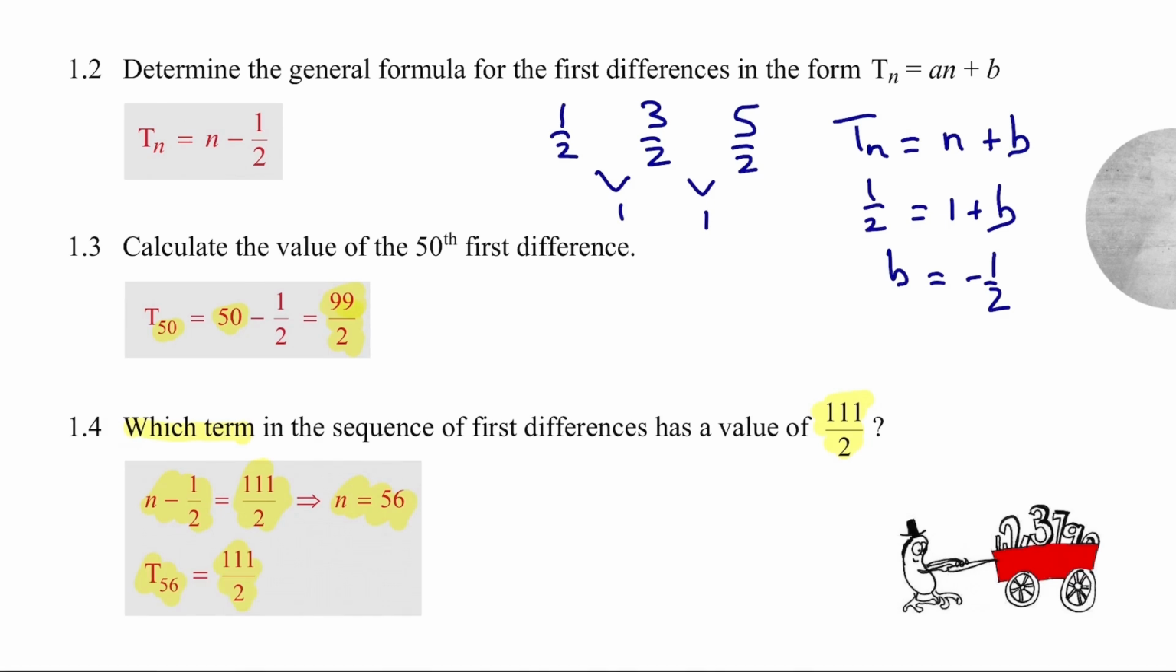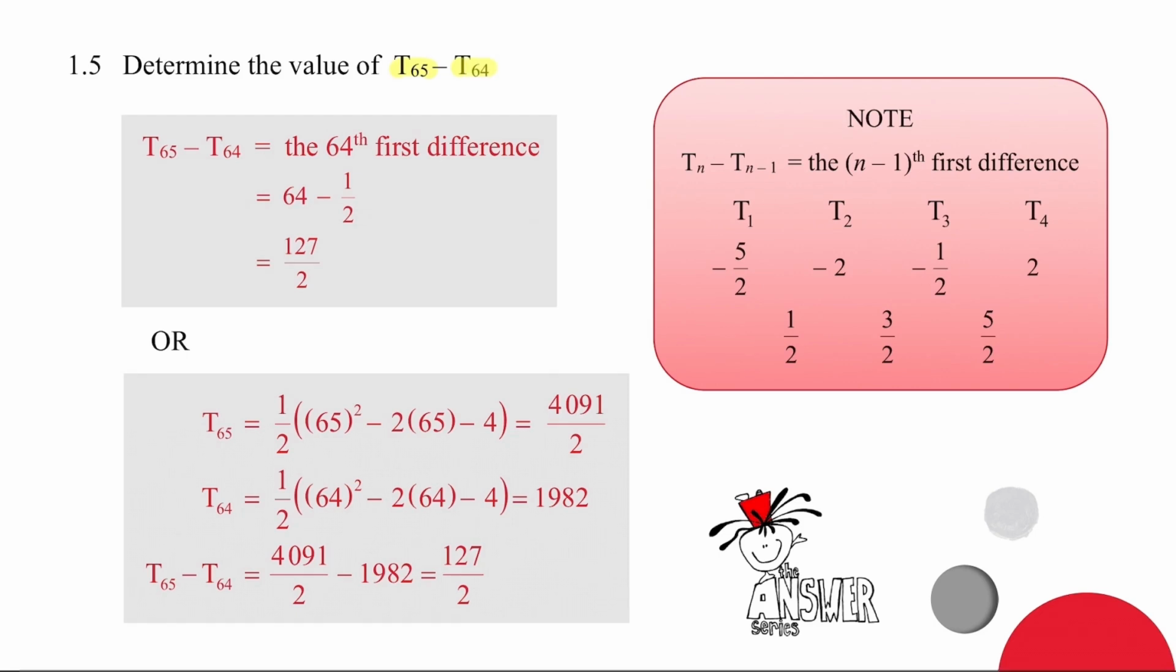In order to work out the difference between the 65th term and the 64th term in the quadratic pattern, we need to properly understand the difference in the positions. What I mean by that is the 65th term minus the 64th term is in fact the 64th first difference. If we look at the note on the right, when you take Tn and subtract Tn minus 1, you are working out the n minus 1th first difference.